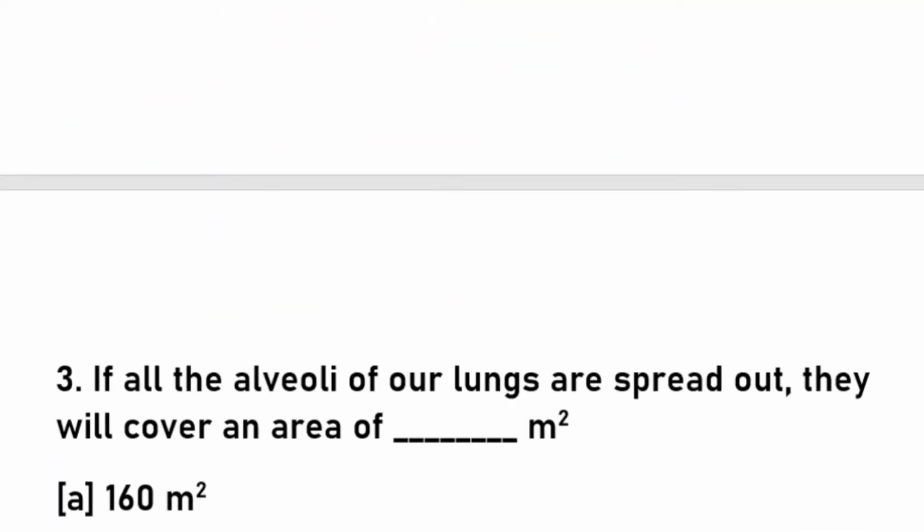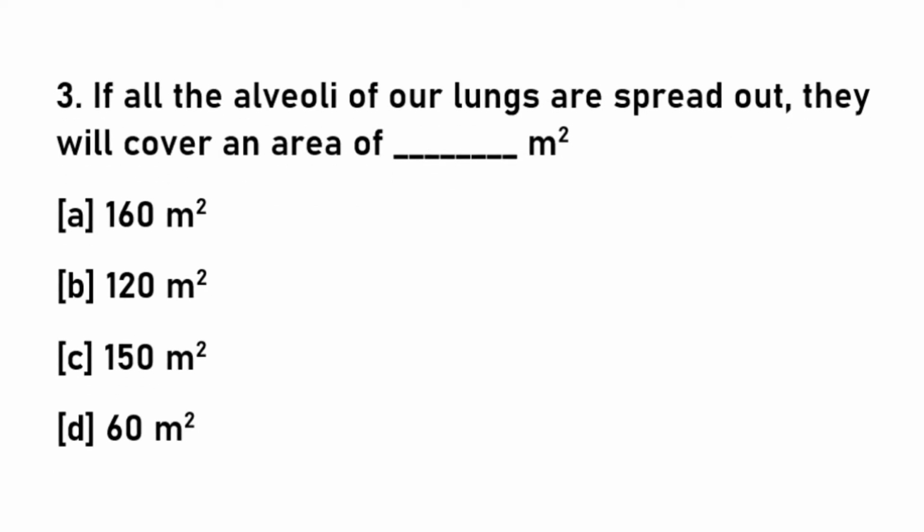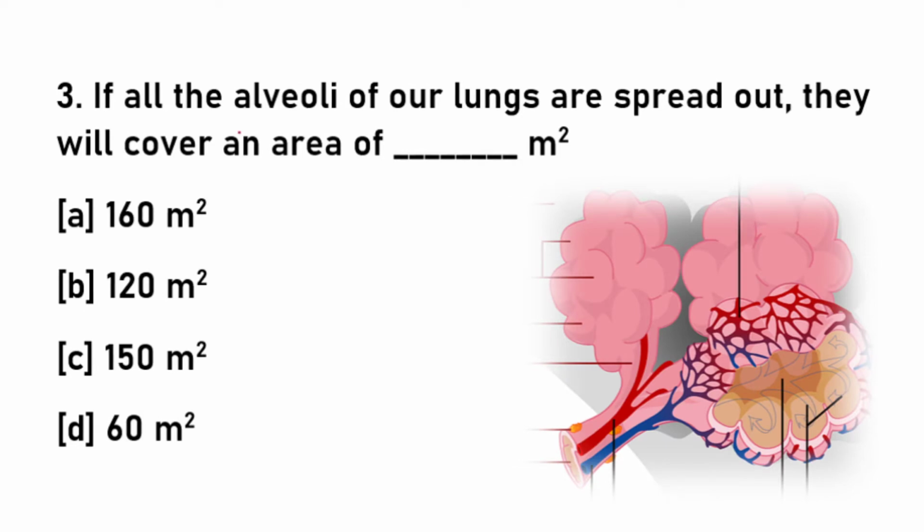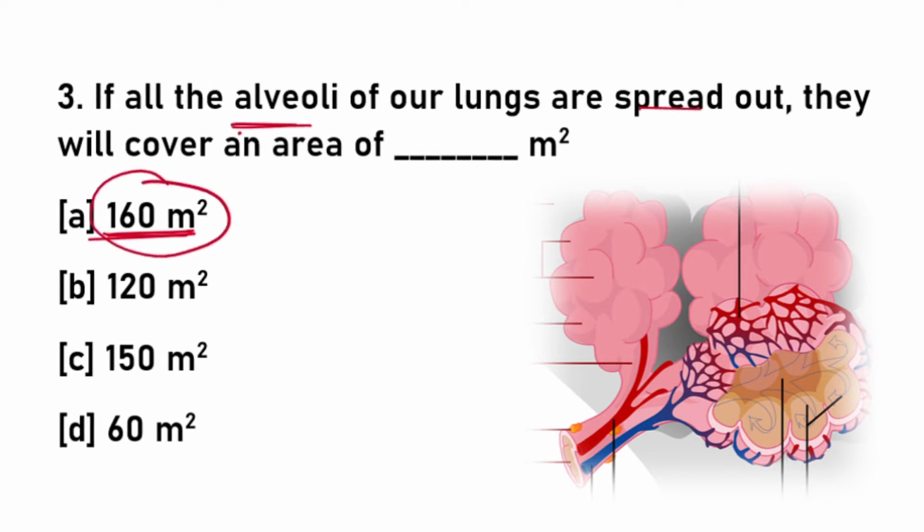Next question. If all the alveoli of our lungs are spread out, they will cover an area of dash square meters. How much area they will cover? Answer is 160 square meters, nearly equal to the size of a tennis court.